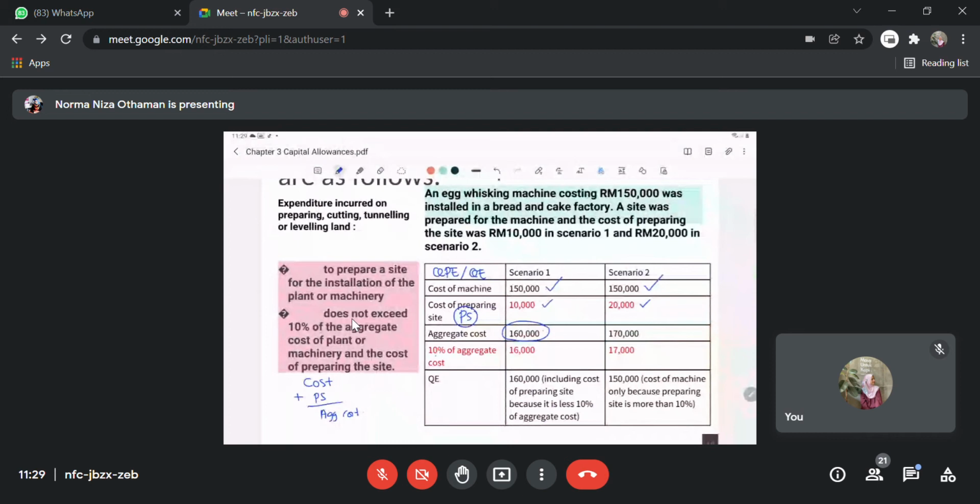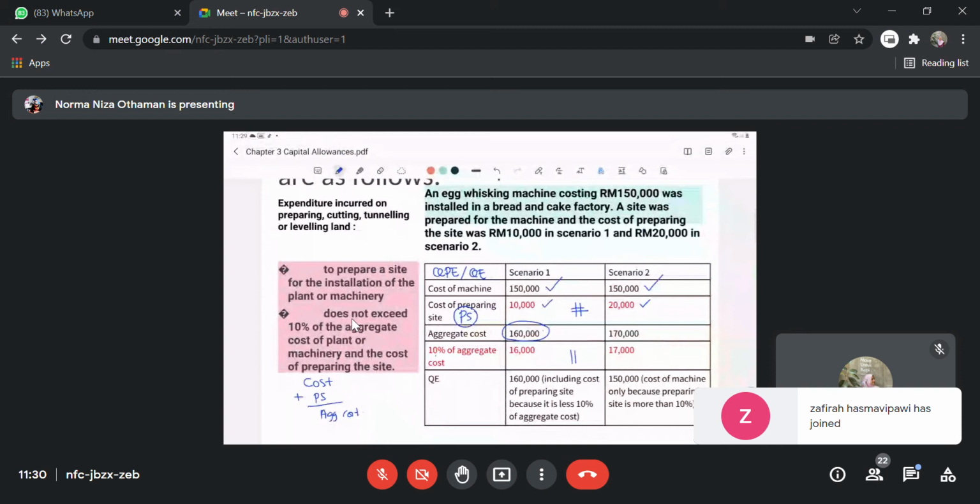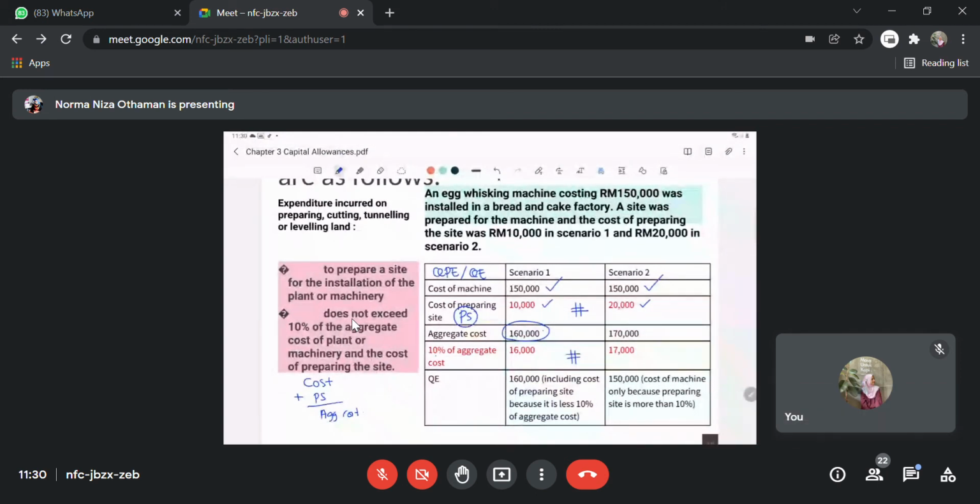So now what should you do is you compare. Saya letak hashtag ni compare these two item. So now kita nak compare, you tengok dalam scenario 1, preparing site is higher or lower than 10% of aggregate cost? Lower. Okay, so you boleh tengok the preparing site is lower than 10% of aggregate cost. So ataupun you boleh cari berapa persen. So macam mana nak cari? Kita ambil lah 10,000 ni.